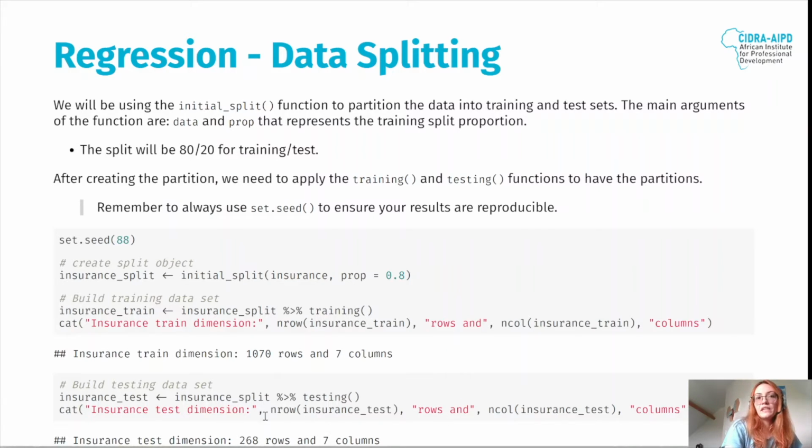And you can see here the dimensions. I have 268 rows and 7 columns. Again, the number of columns should be the same, because the split happens only on the rows.